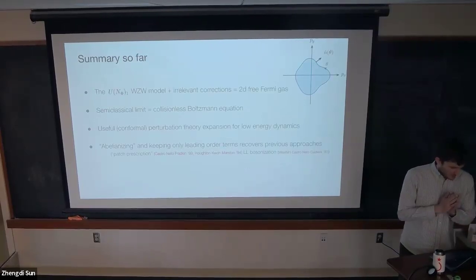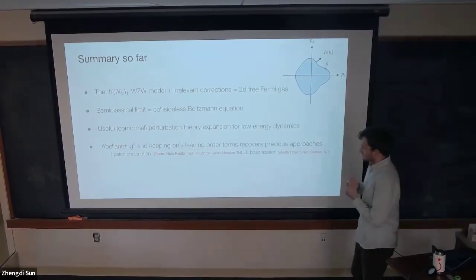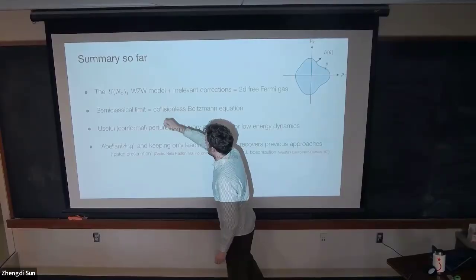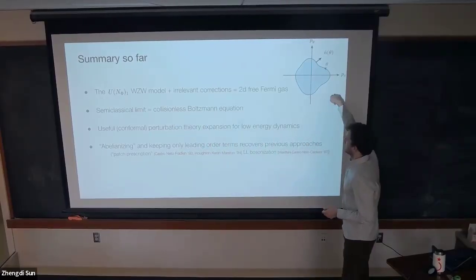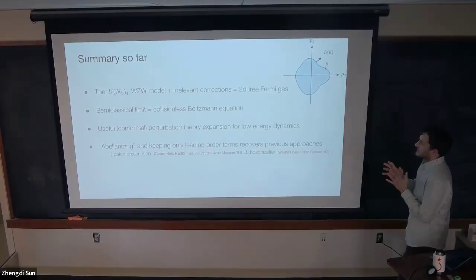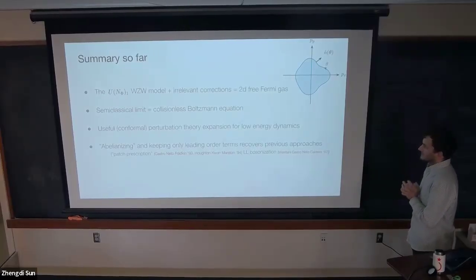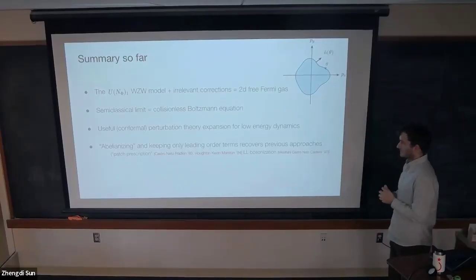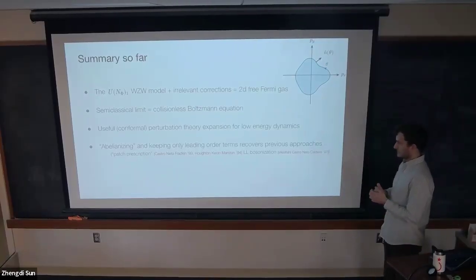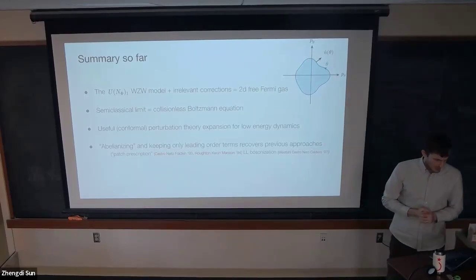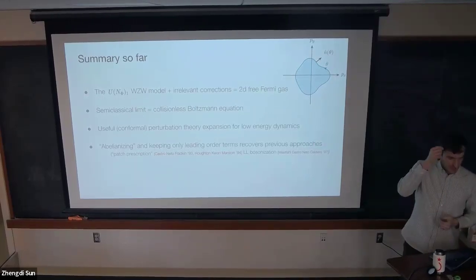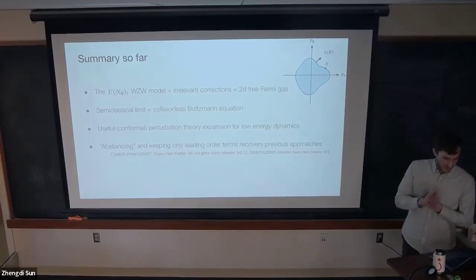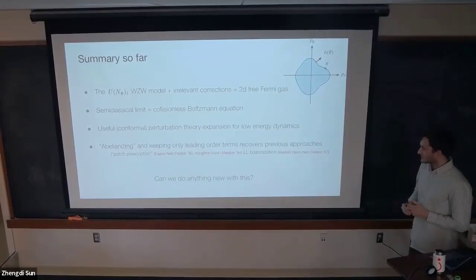Okay, so let me summarize what we have so far. I've argued that a specific U(N) level 1 WZW model living on the Fermi surface corresponds essentially exactly to a 2D free Fermi gas. This is a description that makes the semi-classical limit manifest, and one can use it quantitatively, using conformal perturbation theory, to study low energy physics. But so far, I've only been reproducing free fermion observables. So I'm doing a huge amount of work on the boson side to do things that are almost trivial on the fermion side. Can we do anything new with this?